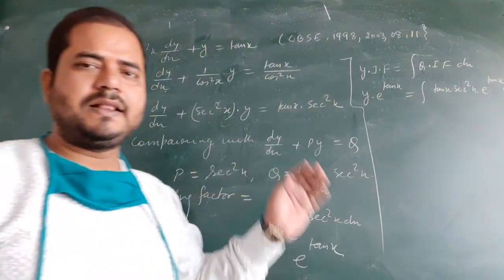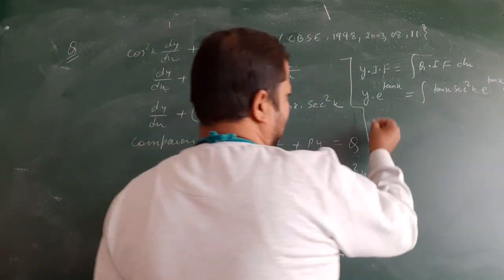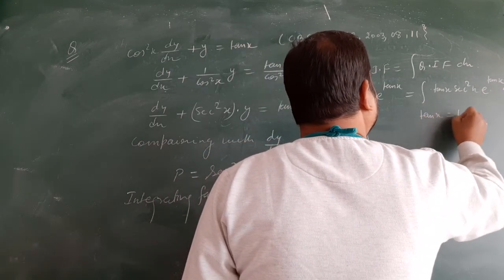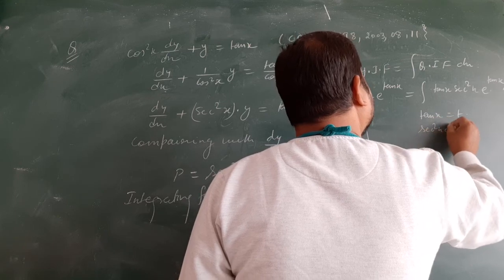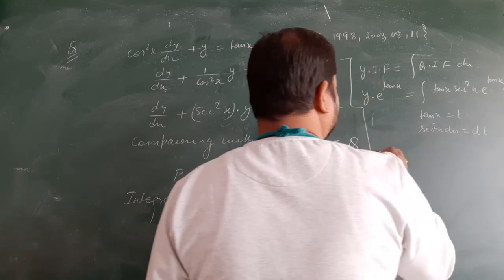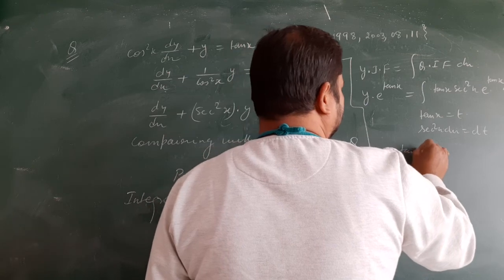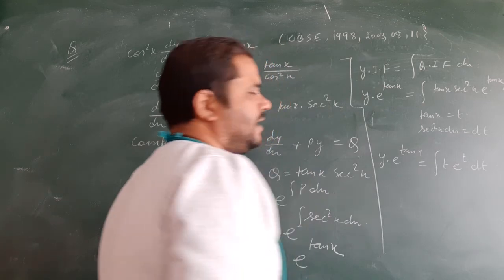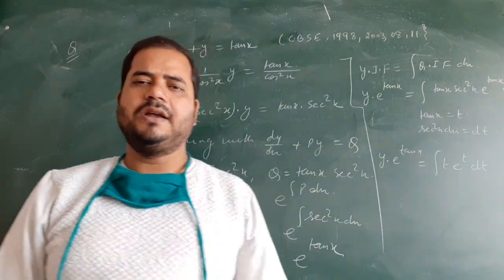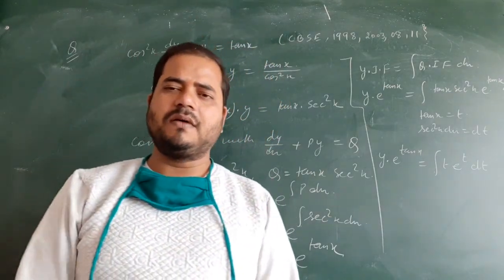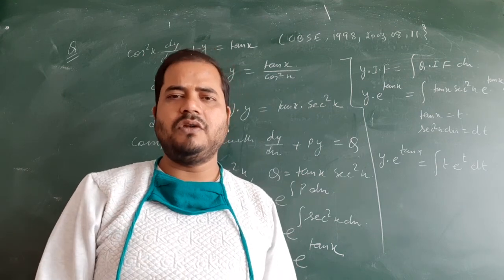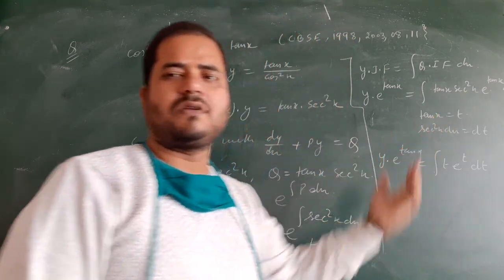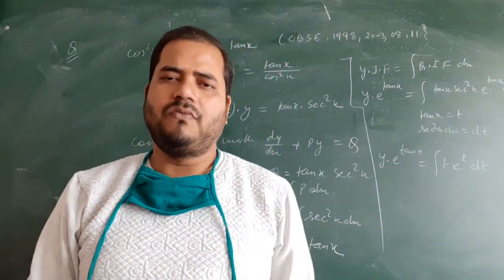So for integrating that particular function, suppose tan x is equal to t. Then sec square x dx is equal to dt. So y into e to the power tan x is nothing but integral of t into e to the power t dt. Integrate it and replace the value of t, and then you will get the solution in x and y.